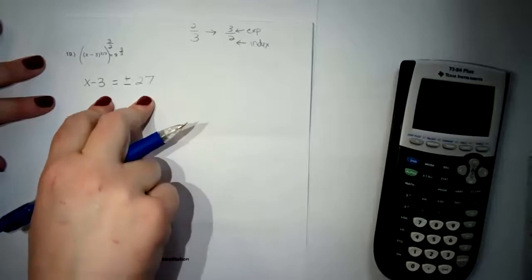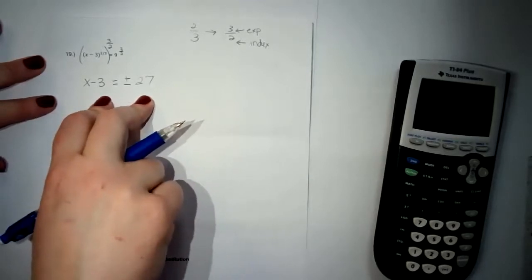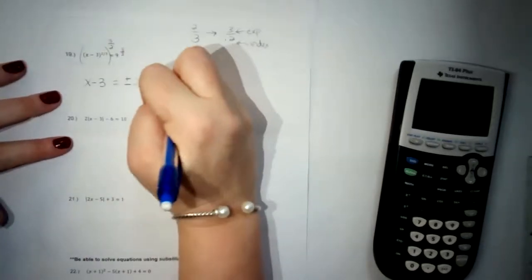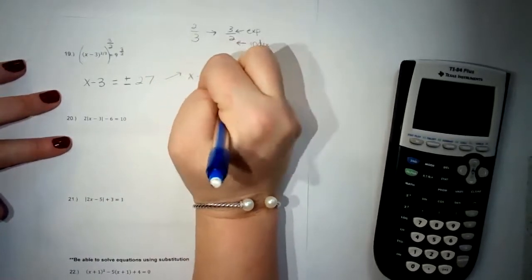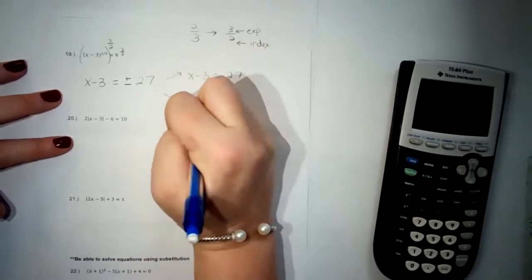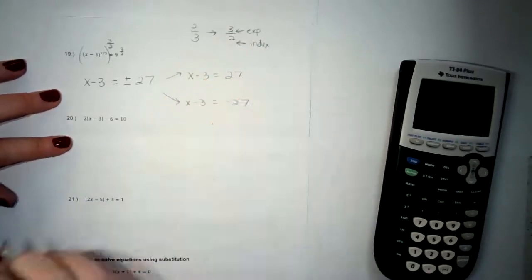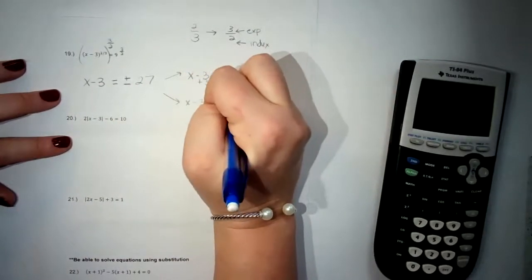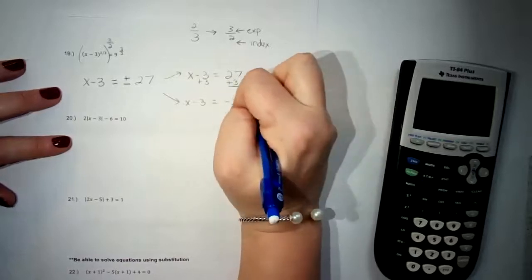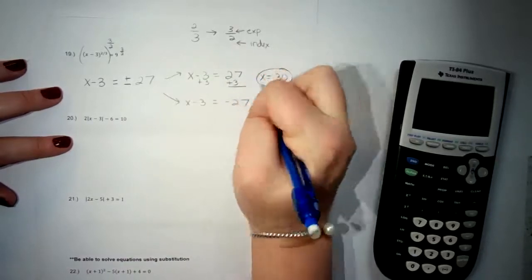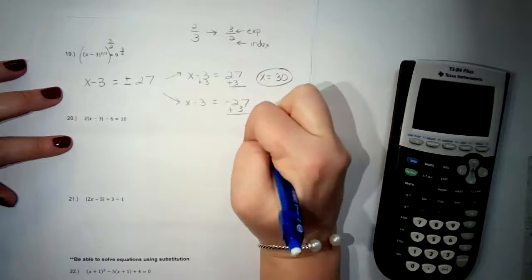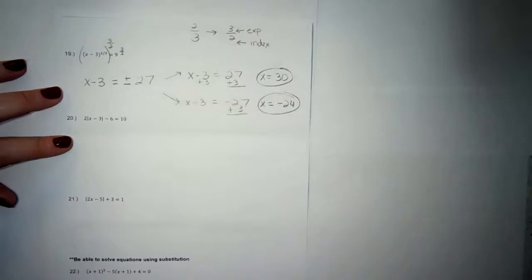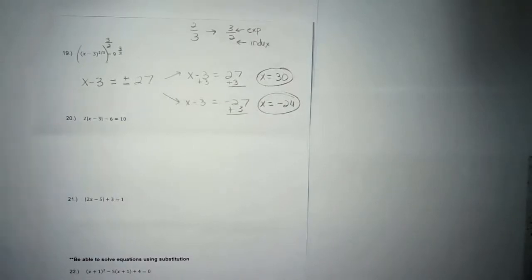All right, now can I combine both of these? Yeah, I'm going to add 3. So I need 2 different equations to do that. I'm going to have x minus 3 equals positive 27, and x minus 3 equals negative 27, since I can combine these. So when I add 3, I'm going to get x is 30. And when I add 3, I'm going to get x is negative 24. Okay? And you get 2 answers.